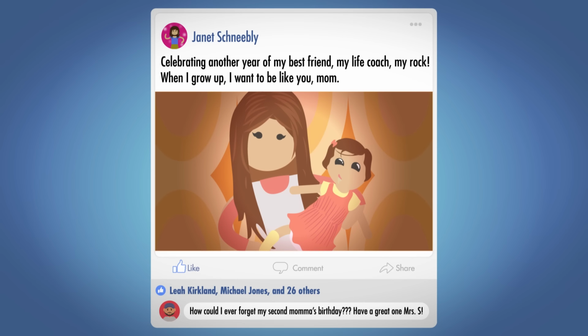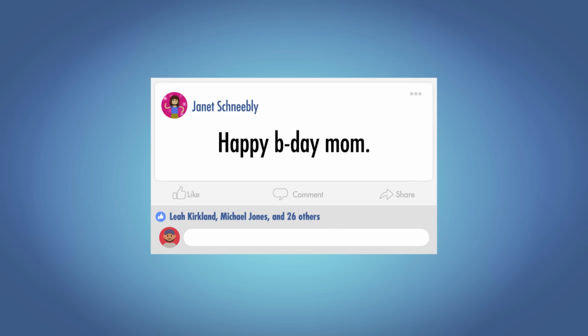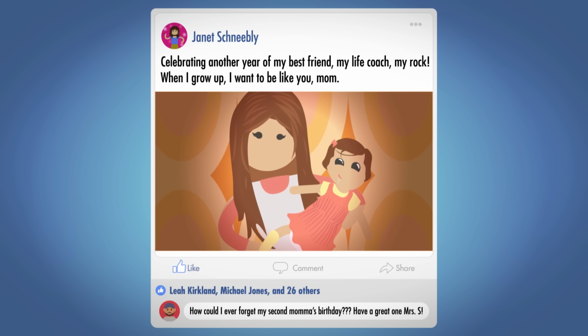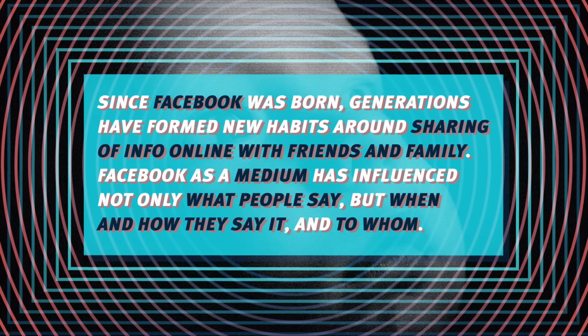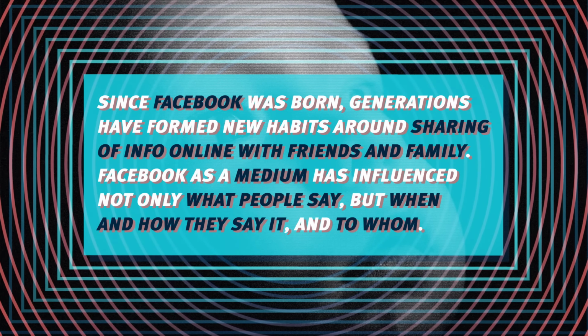Why the cutesy photo? Well, that's how everyone is doing it these days. You can't just write "Happy B-Day, Mom." That sounds a little stale or even robotic. What if all your Facebook friends scroll right past that tiny text message? The horror. So you pick a retro photo of you and your mom looking adorbs. Totally normal. Since Facebook was born, generations have formed new habits around sharing of info online with friends and family.